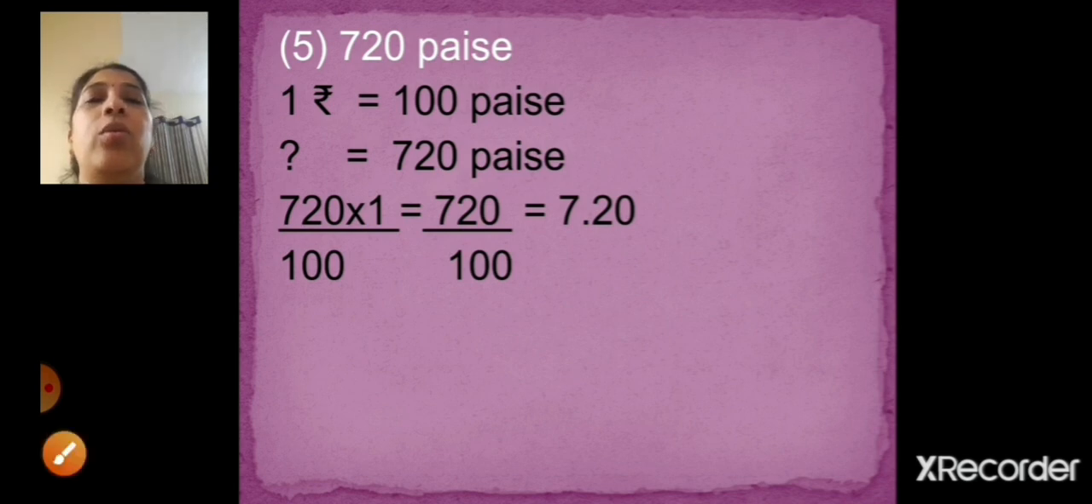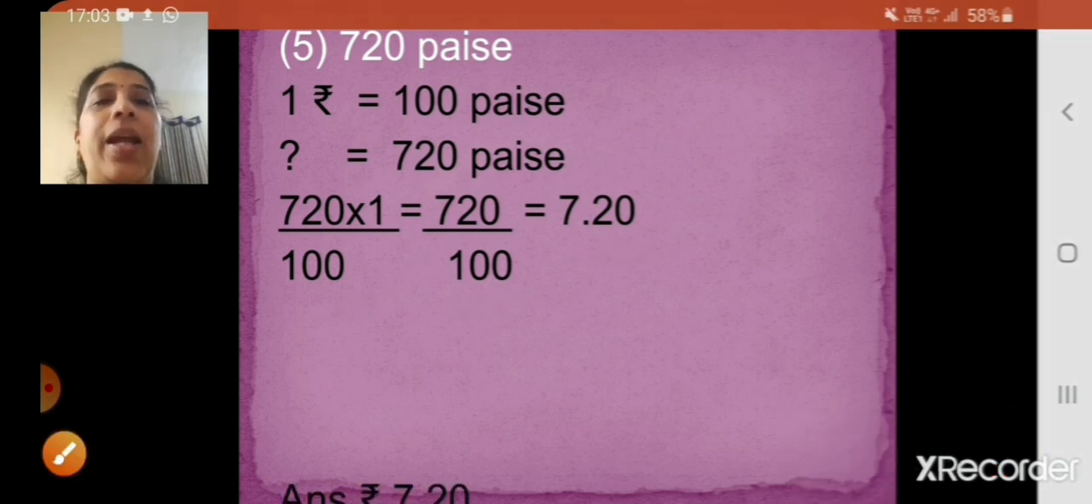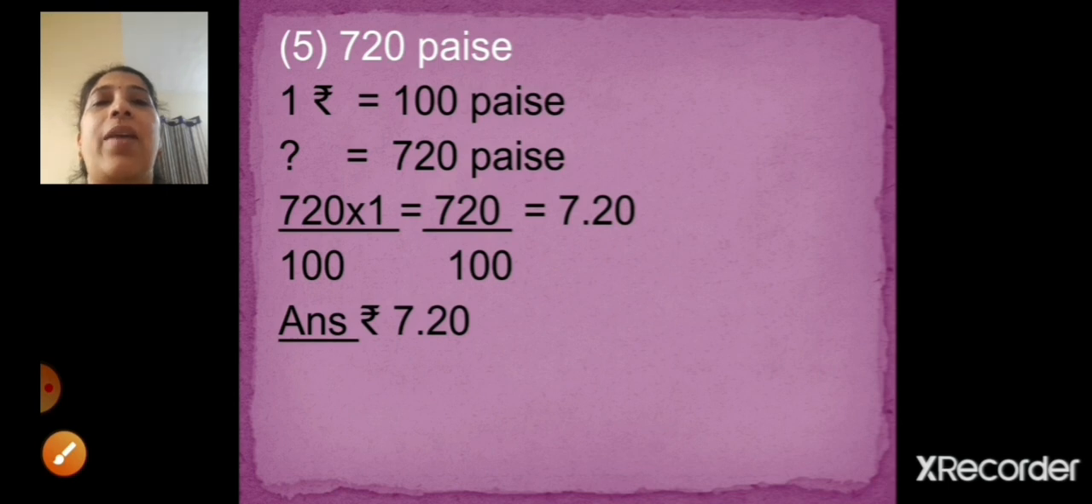So what do you get? 720 upon 100. Now in the denominator there are 2 zeros, so 2 decimal places. When you write 720, 2 decimal places from your right-hand side becomes 7.20. So your answer you can now write easily: rupees 7 and 20 paise. So you will write rupees 7.20. Right children? I hope students you have understood till this much.